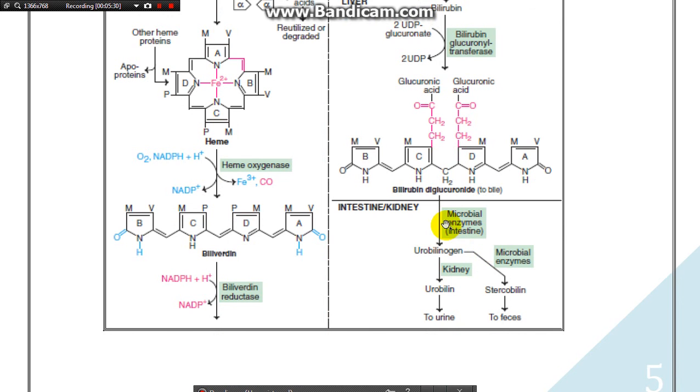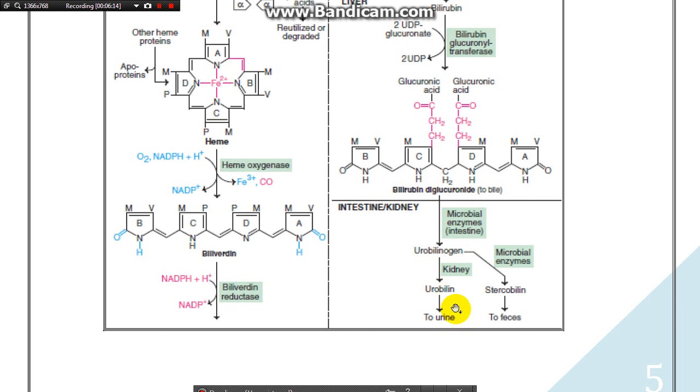After that, the microbial enzymes in the intestine act. After this compound is formed in the liver, it is released by the bile duct, and when this compound reaches the GIT, by specific bacteria, some enzyme converts the bilirubin diglucuronide, releasing bilirubin, and it is converted to give a yellow compound. This compound is converted by the bacteria to urobilinogen.